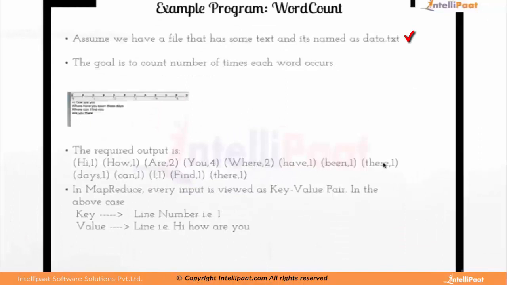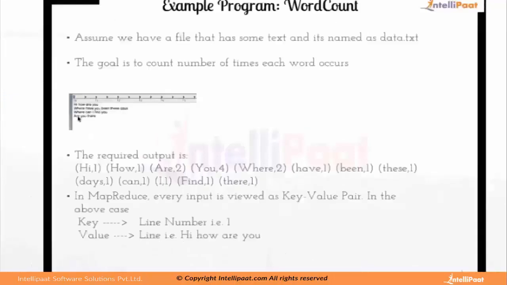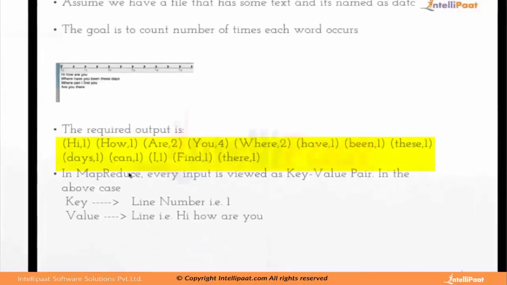Let's understand this. Assume that we have a file named data.txt, and the goal is to count the number of times each word occurs. Let's say the text is, hi, how are you? Where have you been these days? Where can I find you? And are you there? My expected output is hi 1, how 1, r 2, u 4, where 2, have 1, been 1, these 1, days 1, I 1, find 1, there 1. I just want to count the words.